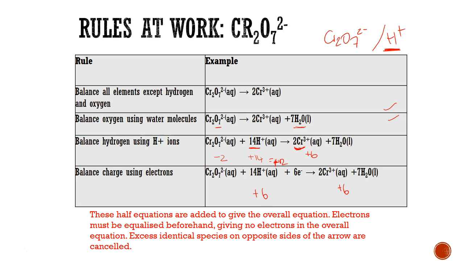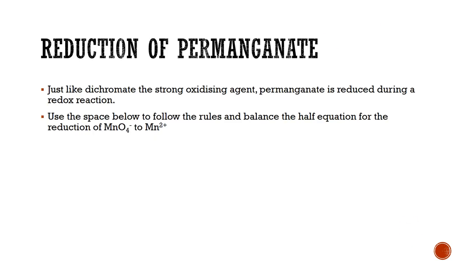And when we talk about balancing charge for the half reaction, we are not talking about making it 0. We're making it equal on both sides. This is our reduction equation, as we can see, because our electrons are on the left-hand side. When we have the corresponding oxidation equation, we'd add them together and those electrons will move. Write down your rules, pause the video, and have a go at doing the reduction reaction for permanganate.